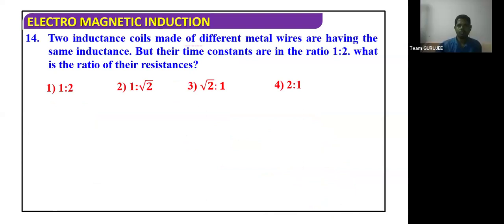Two inductance coils made of different metal wires have the same inductance, but the time constants are in the ratio. This is a deleted question.